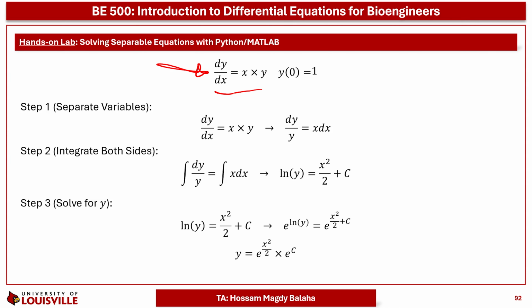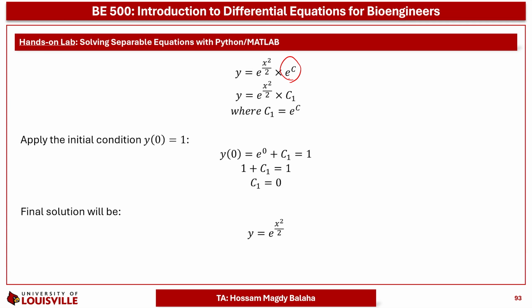So we have an equation and an initial condition. Start by applying separation of variables because we can separate x and y, like what we did here. Apply the integration, it will be ln y, and this will be x squared over 2 plus c. Again, apply the exponential to get rid of ln and to get y. So simply the equation will be like that.